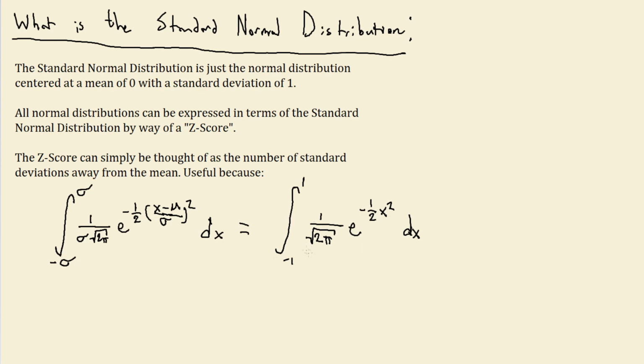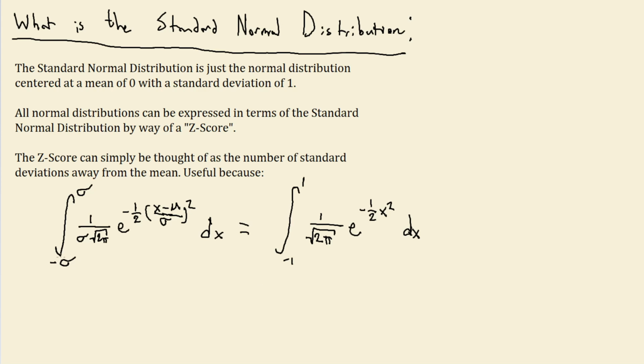But essentially, they just tabulated this expression right here, but for different bounds. And so they created a giant table full of different probabilities based on the standard normal distribution, which is just a normal distribution with a mean of 0 and a standard deviation of 1. And the reason they did that is because all normal distributions, regardless of the standard deviation and the mean, can be expressed in terms of this standard normal distribution by way of a z-score. The z-score can simply be thought of as the number of standard deviations away from the mean. And it's useful because of this property right here that we have for normal distributions.